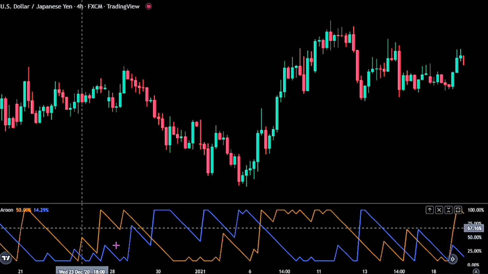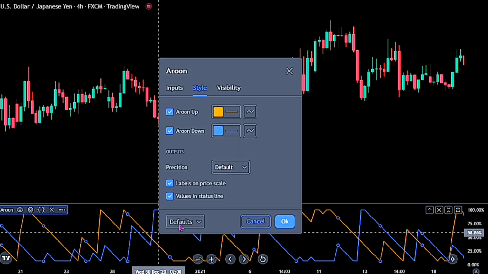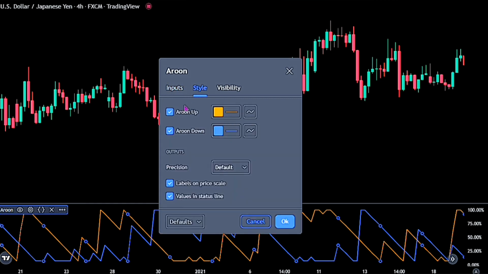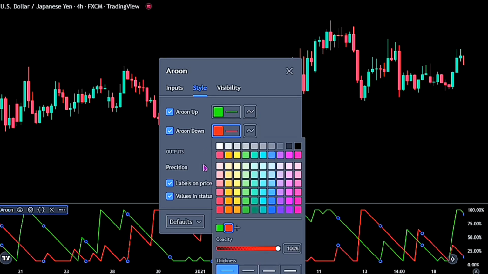Okay guys, bring up the settings so we can adjust some of the features. Now because we are just trying out to see how amazing this indicator is, we won't be changing its input. Let's just change the Aroon up to green, and Aroon down to red, for better understanding of this strategy.